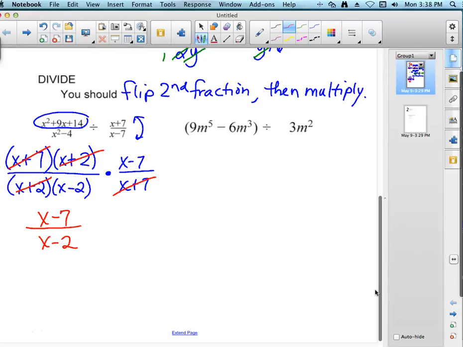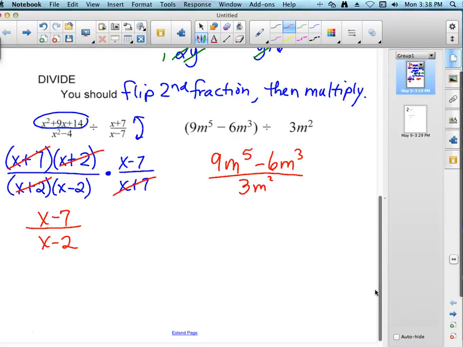All right. The last division problem here is a little different than most of the ones that we worked on this semester. We are taking 9m to the 5th minus 6m cubed. We are dividing by 3m squared. There's a couple ways you can do this. Since you're dividing by just a plain monomial, you can divide each term on the top by that.